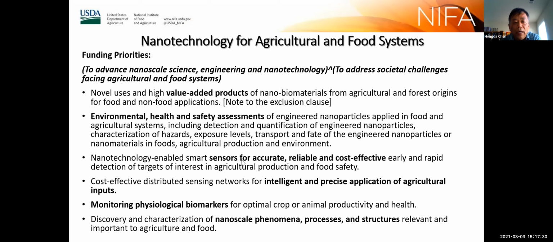The fourth one is to get a cost-effective distributed sensing network for supporting intelligent precision agriculture. The intention is to develop a sensor network whose information can optimize the agricultural chemical inputs and water inputs in that space, so that resources are deployed based on the needs. The next one is monitoring the physiological biomarkers that can be observed for the optimal crop and animal productivity and health.